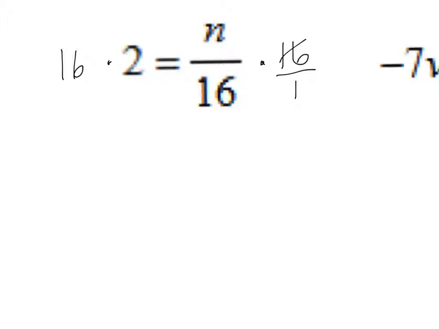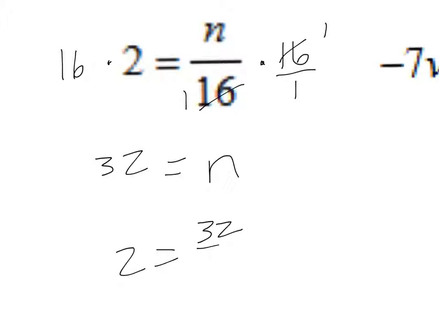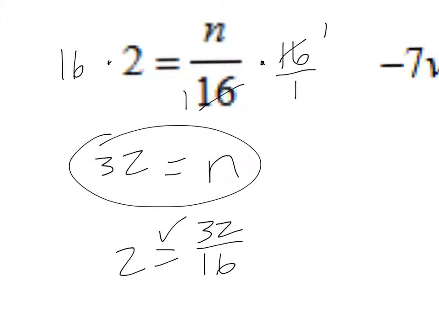That allows our 16 to go to 1, 16 goes to 1. Now we have all 1s, so that means I'm going to be left with just n. And then 16 times 2 is 32. Alright, then we can check that, and we say that 2 is equal to 32 divided by 16. Well, that is true, so we checked it, and that's our answer.